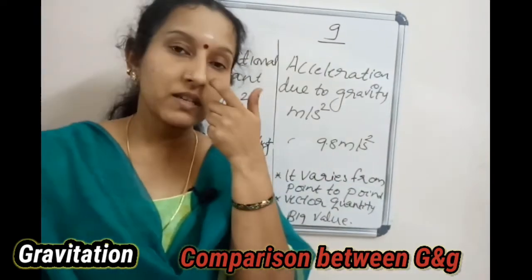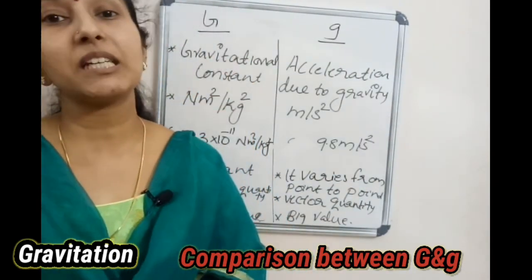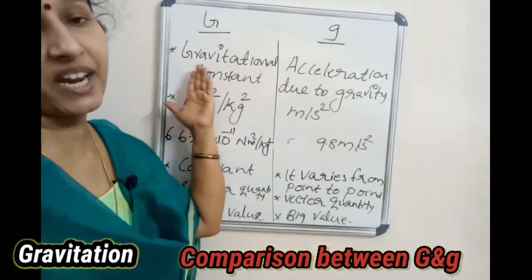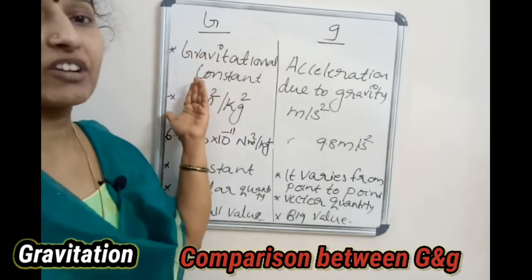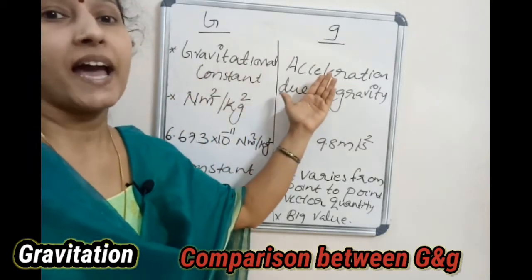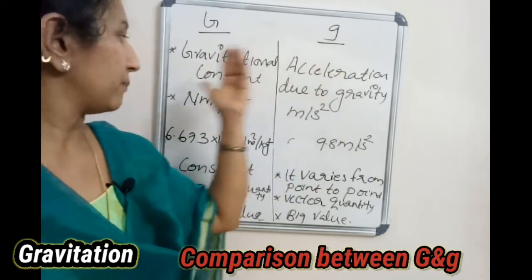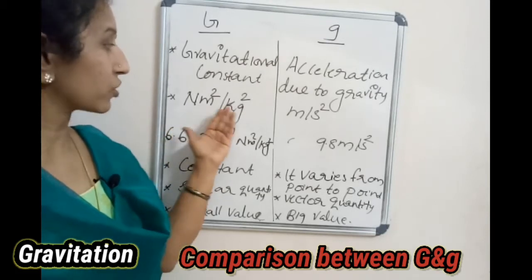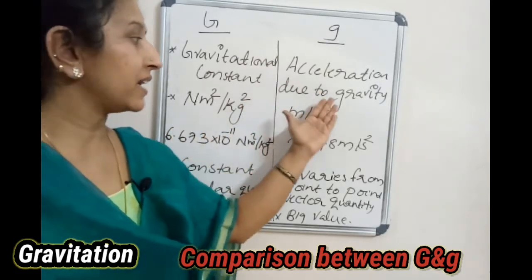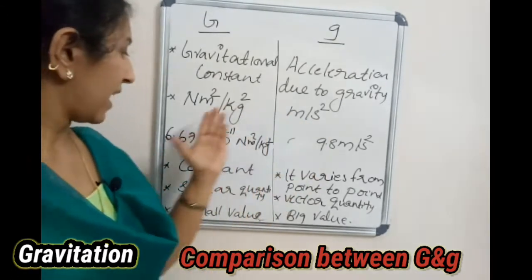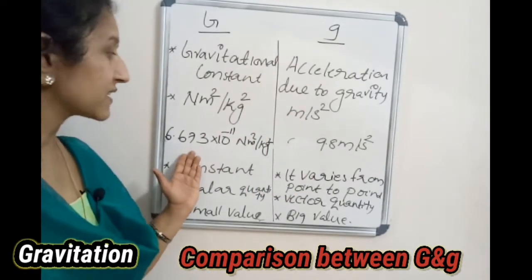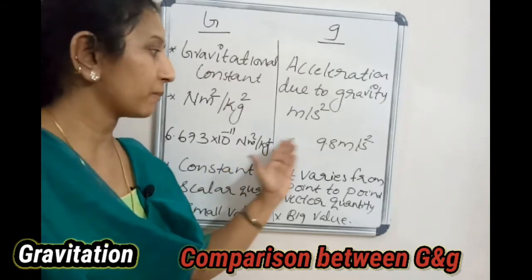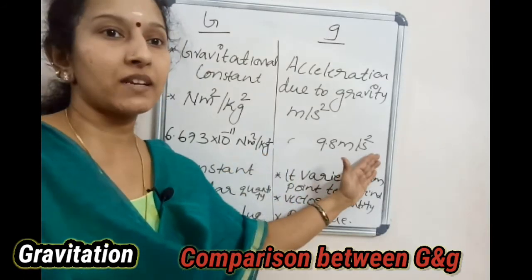So what are the differences between small g and capital G? First one, capital G is the gravitational constant, and small g is acceleration due to gravity. The unit of capital G is Newton meter square per kilogram square, and here it is meter per second square. And the value is 6.673 into 10 raised to minus 11 Newton meter square per kilogram square, and 9.8 meter per second square.